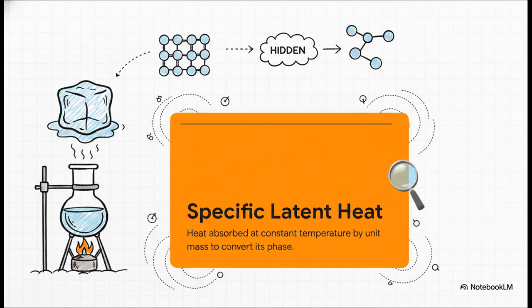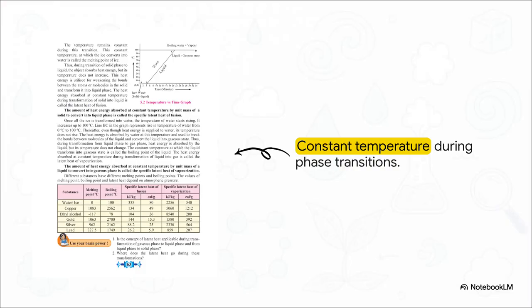Well, the heat is busy. It is working to weaken the bonds between the molecules in the solid state. It is hidden energy, and that is exactly what the word latent means. Look carefully at the graph on your screen. Do you notice that flat horizontal line from A to B? Here, the ice is turning into water, but it is keeping a perfectly constant temperature of 0 degrees.